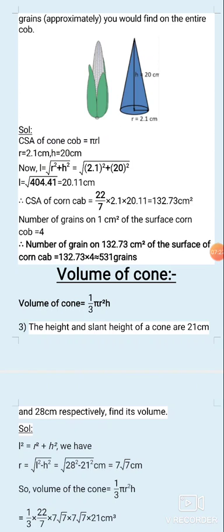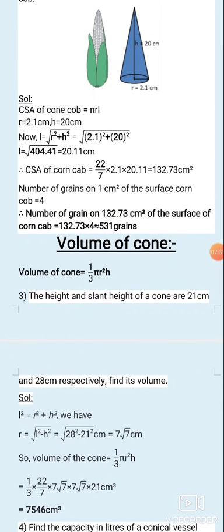Now the volume of the cone, the equation is 1 by 3 pi r square h. So 1 by 3 into pi value 22 by 7 into radius 7 root 7 into radius, one more 7 root 7, into height 21. So cancel 7 and 7, then 3 and 21 etc. Then multiply all that. At last what do we get? 7546 centimeter cube. Okay.